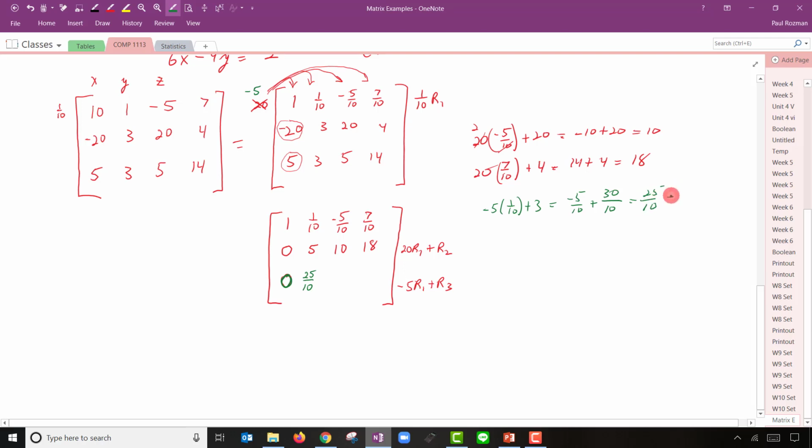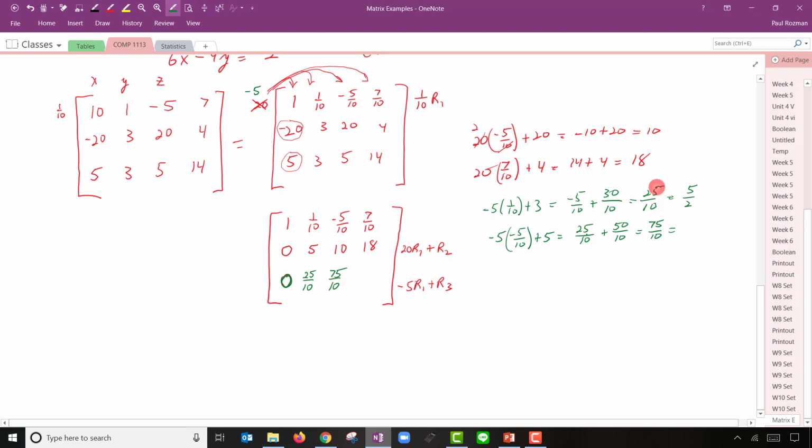Maybe it would be better to reduce it. I'm not sure. That's 5 over 2. The next one, negative 5 times negative 5/10 is 25 over 10. Then we have to add that to 5. So we'll have positive 25 over 10 plus 50 over 10, which is 75 over 10, which is, well, maybe I'll just leave it like that, 75/10.